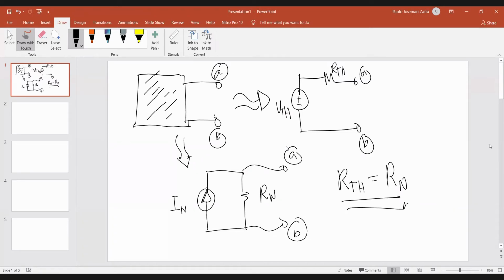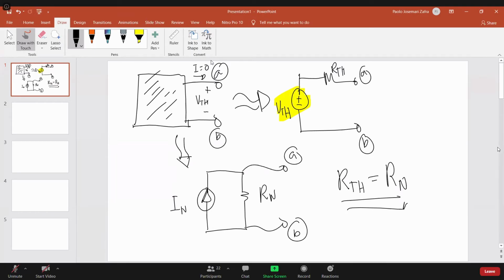So the very obvious difference, firstly, is of course your Thevenin is your open circuit voltage. So this is the voltage across your terminals of interest, so across A and B, when there is no current flowing through this portion of your circuit, when I equals 0. Again, when we say open circuit, the current that is flowing through your terminals is essentially equal to 0.